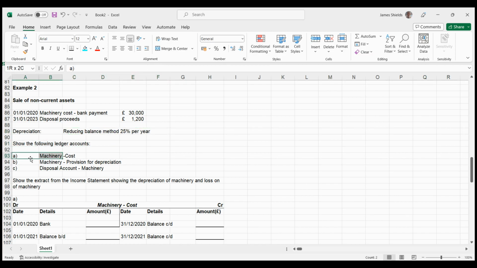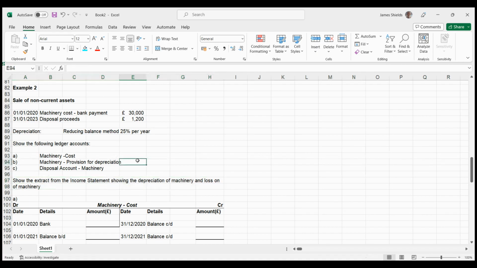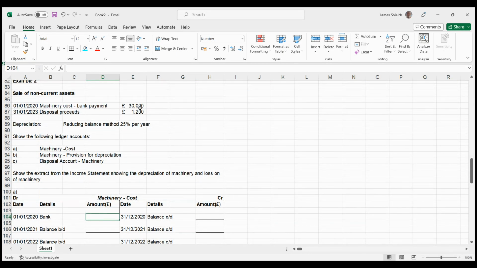A, the machinery cost account. B, machinery provision for depreciation account. And C, disposal account for machinery. And finally, show the extract from the income statement showing the depreciation of machinery and loss on disposal of machinery. So again, the cost is a simple one. On the 1st of January 2020, they paid £30,000 for the cost of the machine.